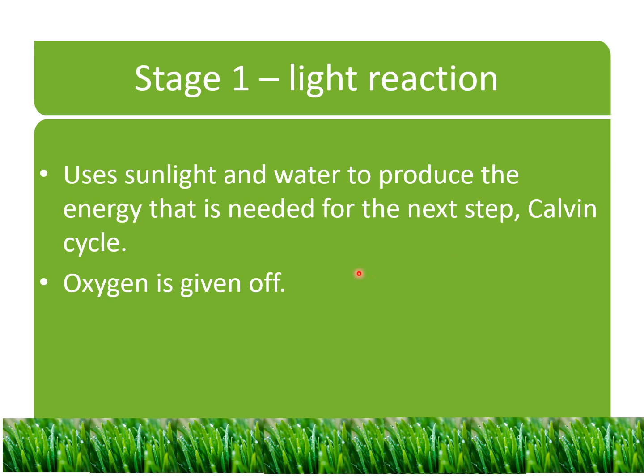Repeating stage 1, light reaction, uses sunlight and water to produce the energy that is needed for the next step, the Calvin cycle, and oxygen is given off. This first stage is all about taking in the sunlight and the water to produce the energy. This is the energy that's going to be needed by the Calvin cycle.